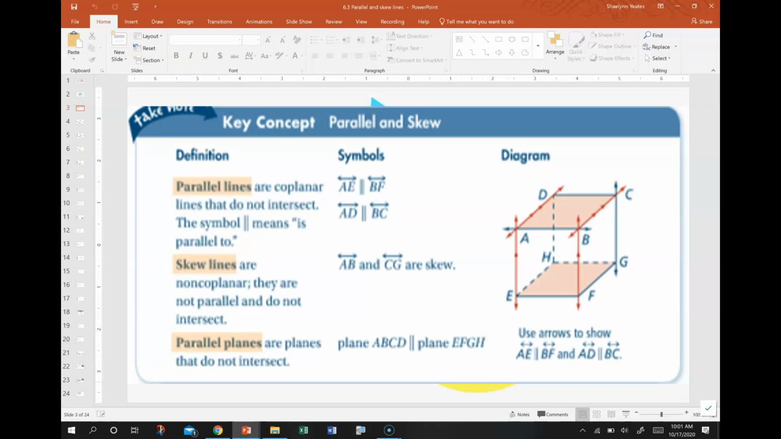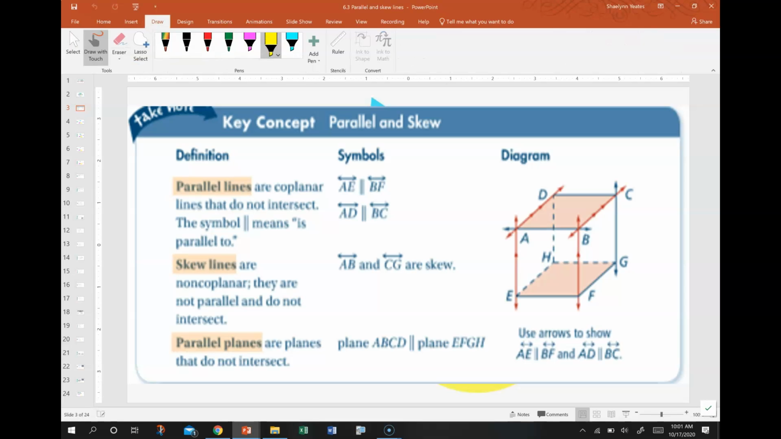In other words, they exist on the same plane. So if you were in class, I would have asked you, define parallel. And you would have come up with things like lines never touch. Well, interestingly enough, this line, BF, never touches this line, DC, but if they were on the same plane, they would cross. So, parallel lines have to be on the same plane. They have to be on the same sheet of paper.